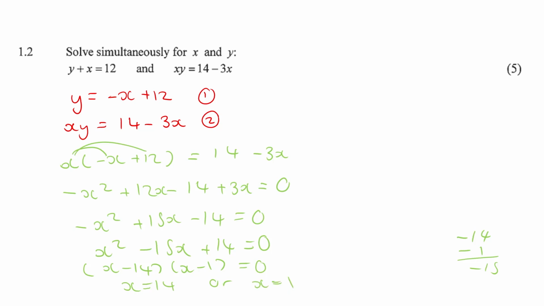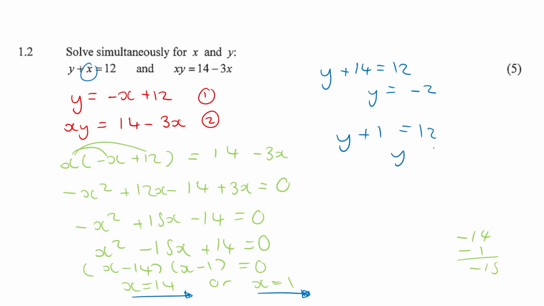Okay, so we've got our answers for x. Let's get our answers for y now. So we just sub in our values for x here. So y plus 14 is equal to 12. y is going to be equal to 12 minus 14, which is minus 2. That's our first answer for y. Our second answer: y plus 1 is equal to 12. y is going to be equal to 12 minus 1, which is 11.